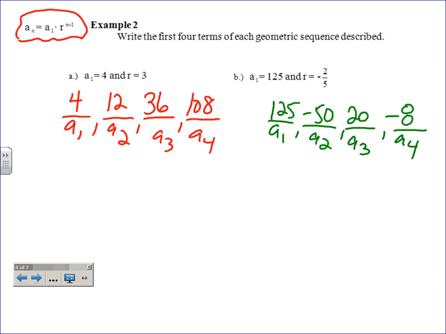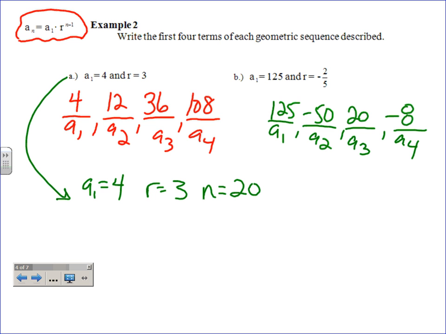Just to help you out a little bit on these problems, why don't we take letter A and kind of change it. We'll say that a sub 1 is 4. We'll still say r is 3, but I'm going to say let's go ahead and find the 20th term. Well, I know we're already out to the 4th term, but that would still be a lot of multiplying for us to get out to the 20th term. And I hope you can see that this number is probably going to get pretty big.